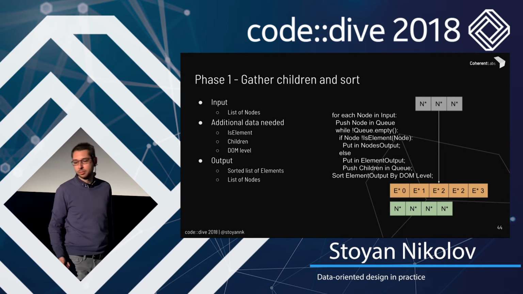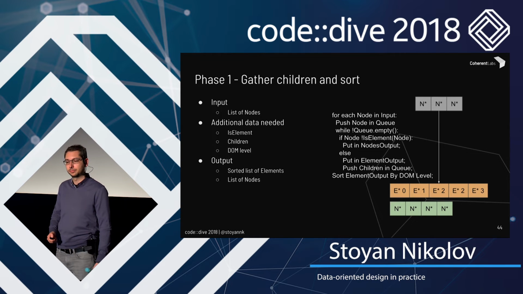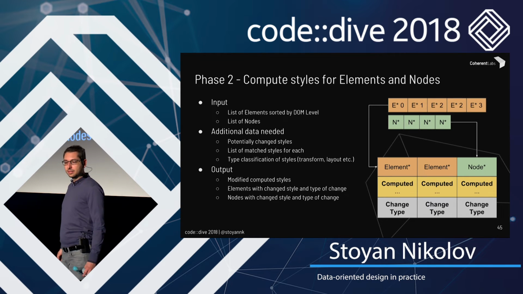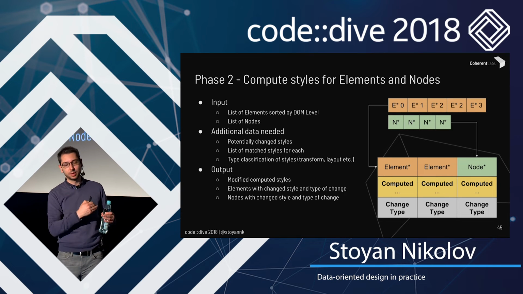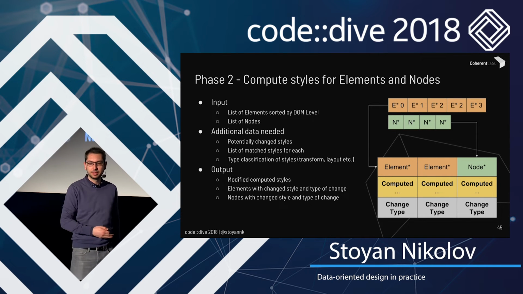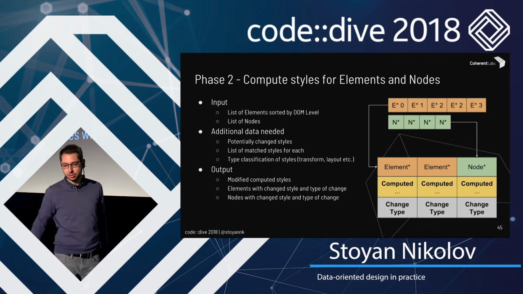And there's a pseudo algorithm which is extremely simple. For the next phase, the input now is the output from the first one, which is the list of elements sorted by DOM level and the nodes.